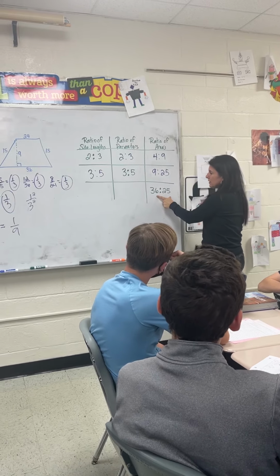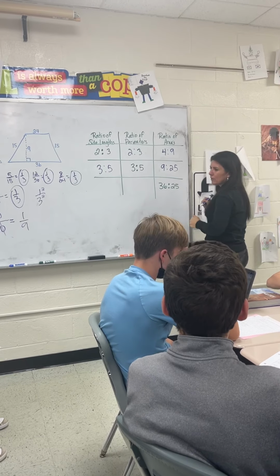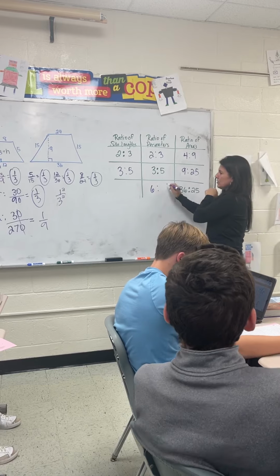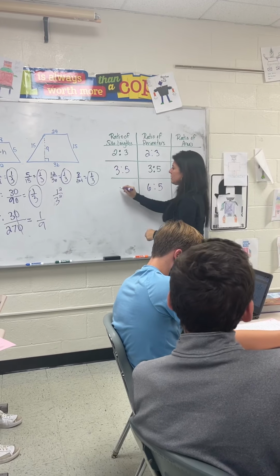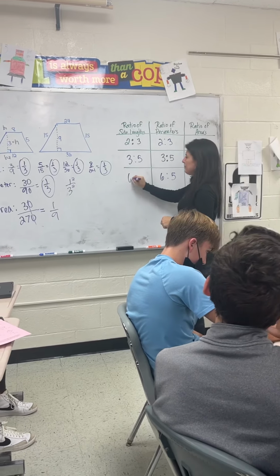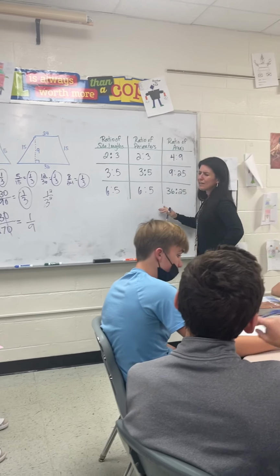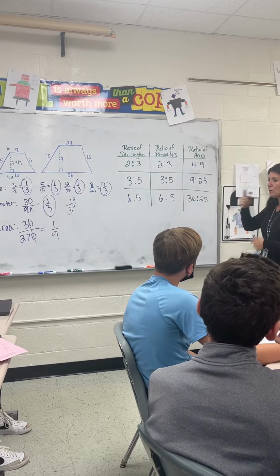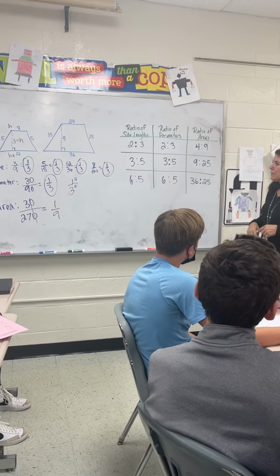Area ratio of 36 to 25. What's my perimeter ratio? 6 to 5. Square root this, you get 6. Square root this, you get 5. And these two are always the same: 6 to 5. Yep. And when you're doing these kinds of problems, you won't be given any ugly numbers. They'll be easy numbers where you should be able to square them or square root them easily.